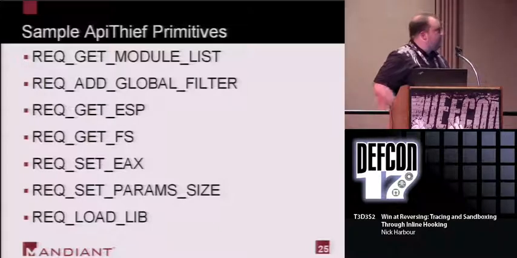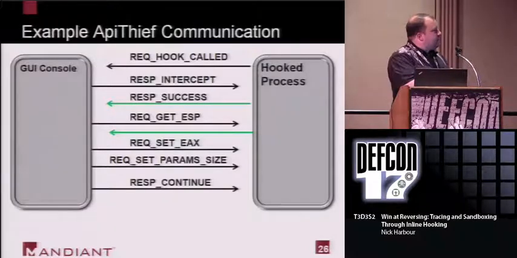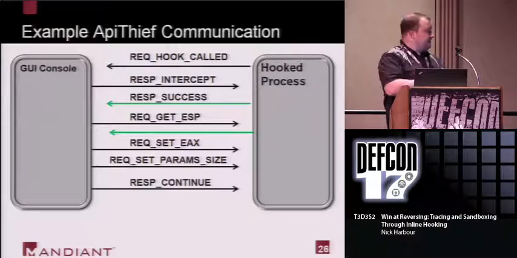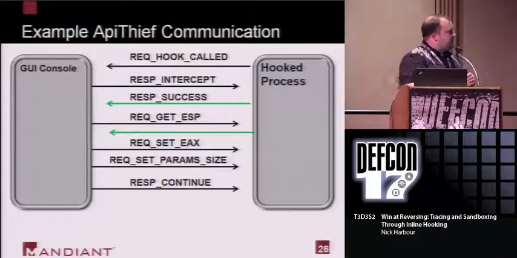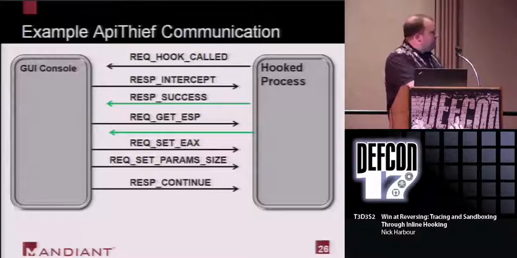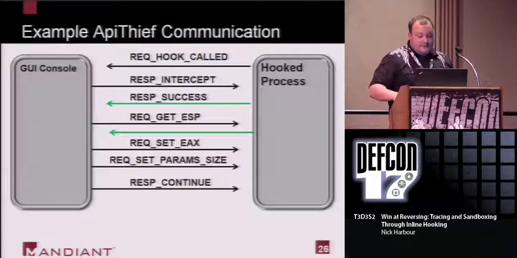Here's an example of the protocol being called. A hooked function gets called. It sends a request to say, hey, a hook was called. The GUI tells it whether or not to do an intercept or an inspect with another packet that comes back, a message technically. And we have a message type called response success. This is actually going to contain the data. So when the GUI says, for example, get ESP value, the response success message is going to contain the 4-byte value of the ESP register. So this is just a little example of doing an intercept.